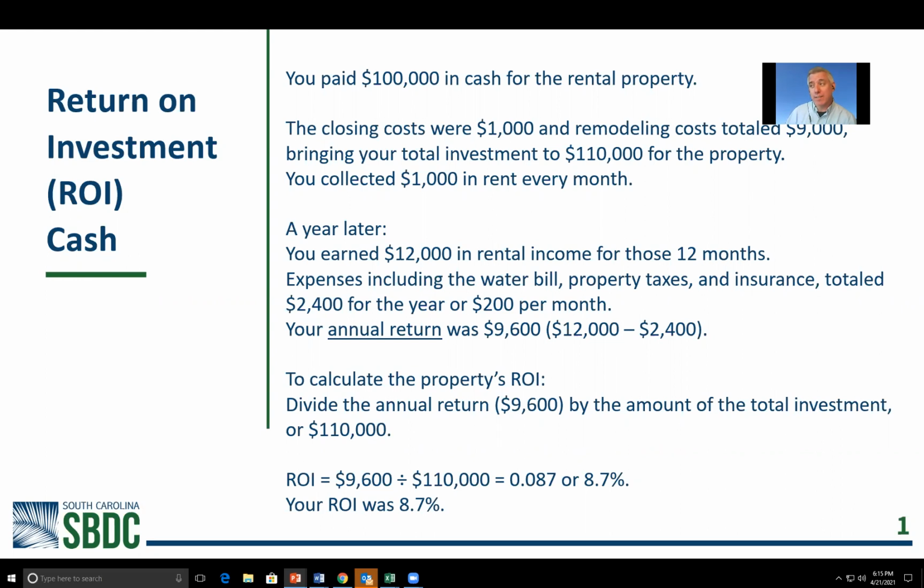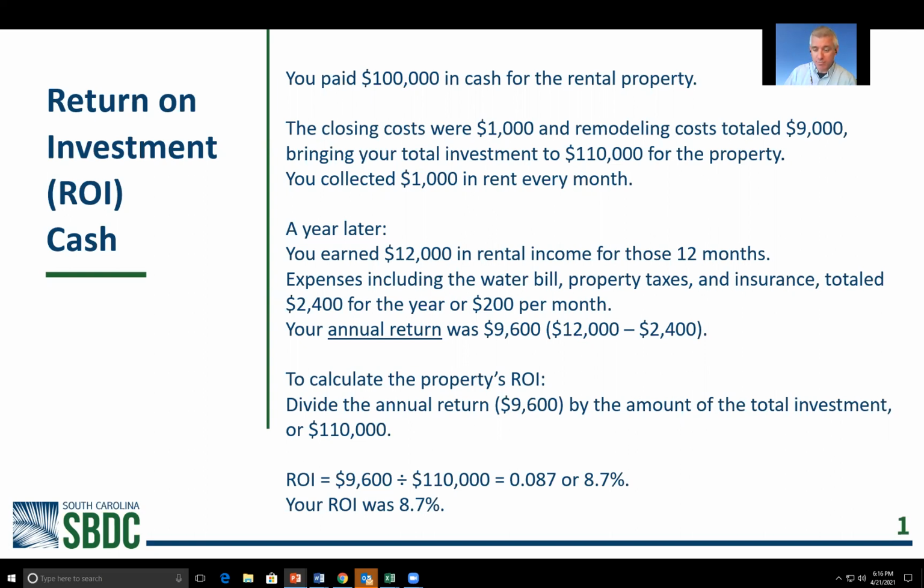But if you're going to invest in property, or if you have a property, or you're getting one, it's good to know these. So anyway, let's just say we found a property for $100,000 and we're going to pay cash for it. The way you calculate ROI on a property is you would close on this property, and let's just say there's $1,000 closing costs. You might have to put some remodeling in, $9,000, which brings your total investment to $110,000 for the property. So you're going to rent this place out for $1,000 a month. That's going to be your revenue.